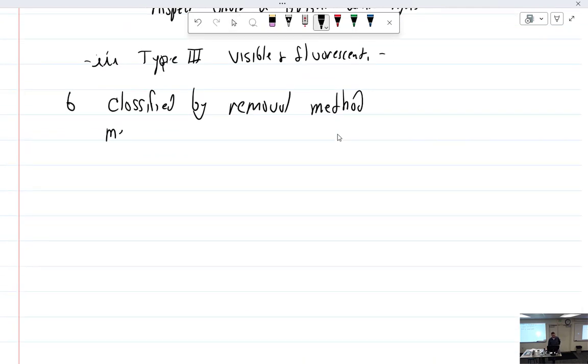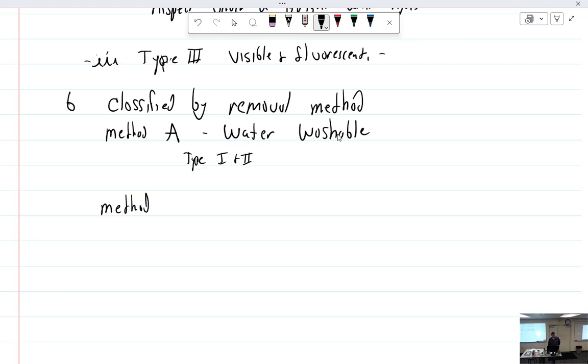So we have method A, which is water washable. That comes in type 1 and 2, although I've never seen type 2 water washable. We have method, take a guess, B. It is post-emulsified, lipophilic. Type 1 only.